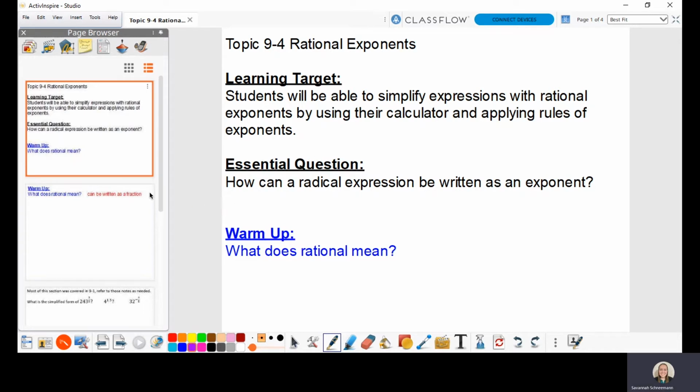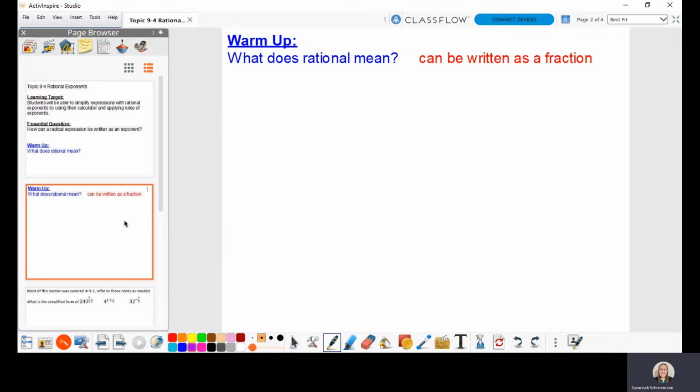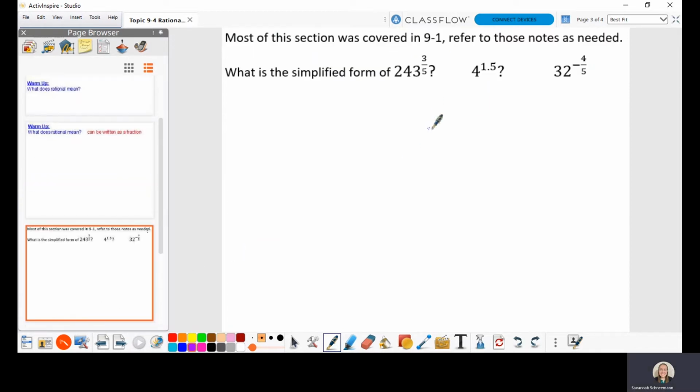So first, our warm-up. What does rational mean? When we're talking about rational exponents, what does that word mean? What it means is it can be written as a fraction. Kind of like yesterday, we looked at radicals and converted them to exponents in the form of fractions. That's what that means. If we were able to convert it to a fraction, then that is a rational exponent. So again, refer back to your 9.1 notes if you are unsure of what I mean by putting fractions in the exponents. Please go over that.